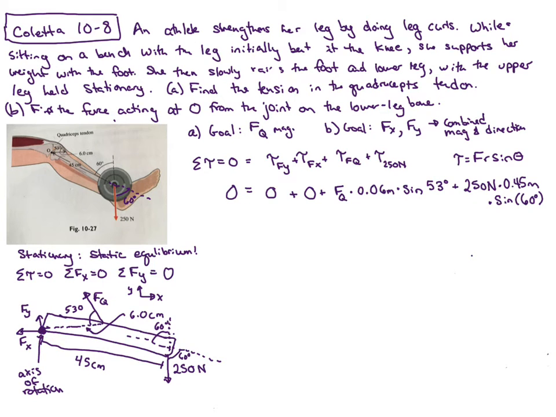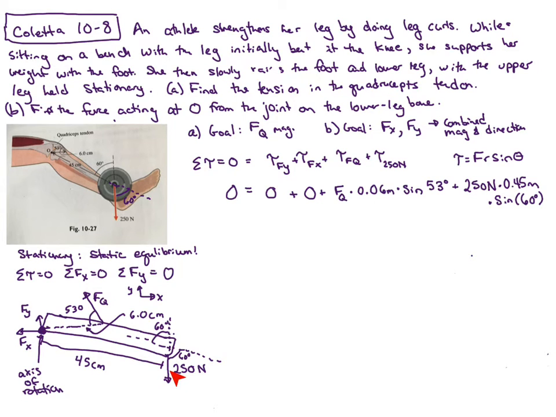Then we have the torque from force Q, which is its force, which we don't know, but remember that's good because it's good to get this variable in here because that's our goal. 0.06 meters, that's the distance it is away from the axis of rotation. And then the angle between that line to the axis of rotation and FQ is 53 degrees, so we put sine 53 degrees.